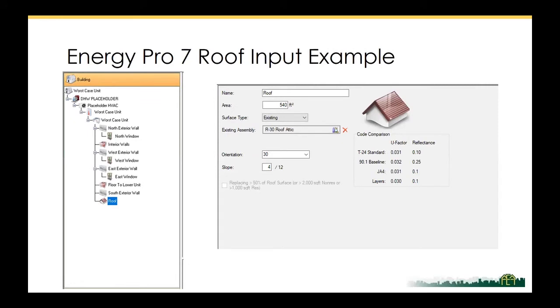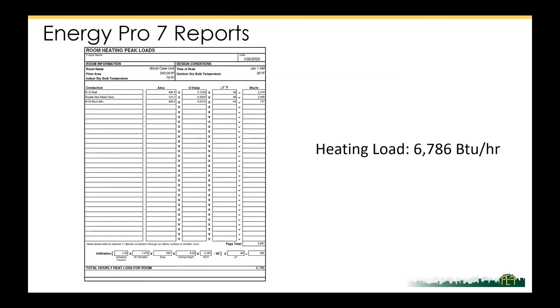And then we also have our roof. Our roof is R30. It's the square footage of the unit, and its orientation is 30. That's basically it for the roof. And so in Energy Pro 7, you hit calculate, it spits out all this information. You can hit print, and you can print a report.